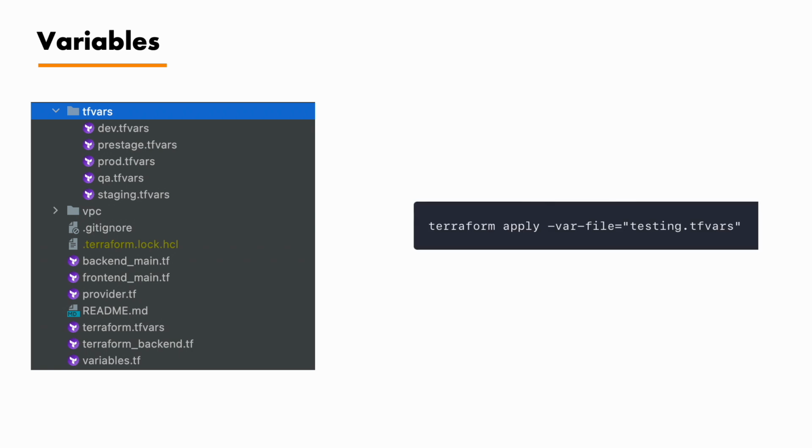While running the plan or apply command, we can pass extra variable files. Here you can see we are passing a variable file using -var-file. With this, if you want to run your code with different environments, you can pass different files.